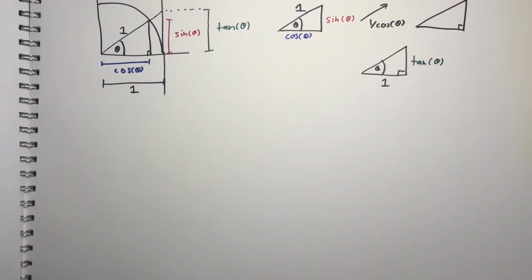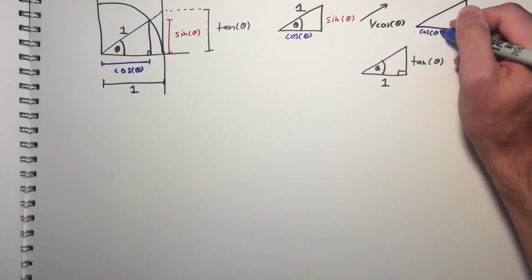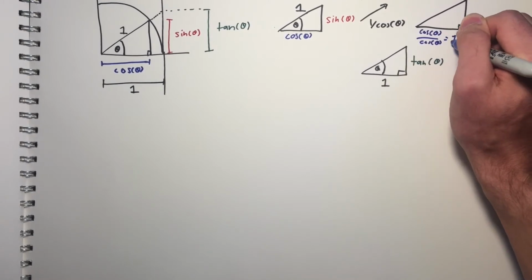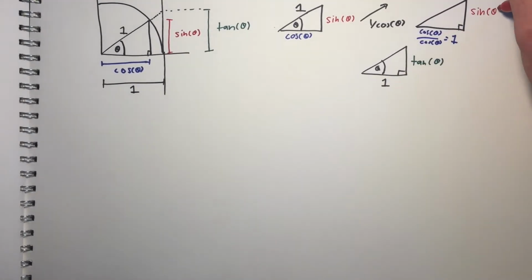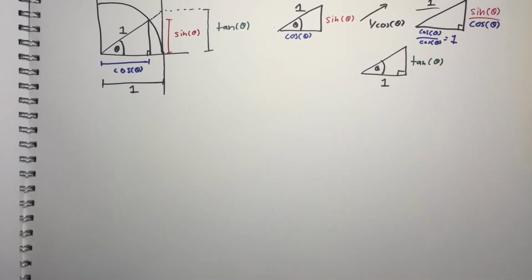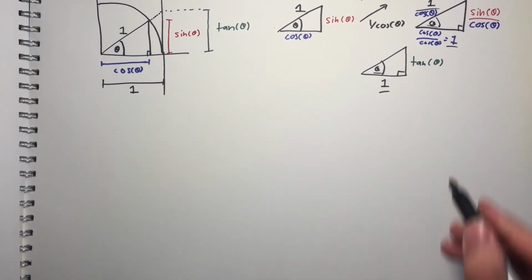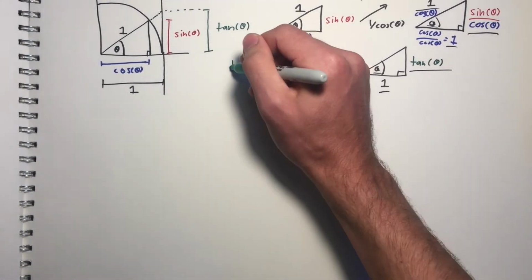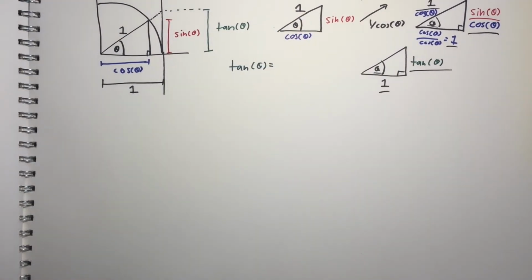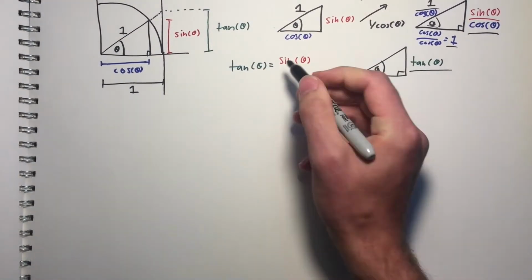On the adjacent side, when you divide something by itself, that's going to equal 1. And then on the opposite side, we're going to end up with sine theta over cos theta. And the hypotenuse will just be 1 divided by cos theta. Now, the important thing is that these two angles are the same, and the adjacent side is the same, so the opposite side must be the same, meaning tan theta equals sine theta over cos theta.